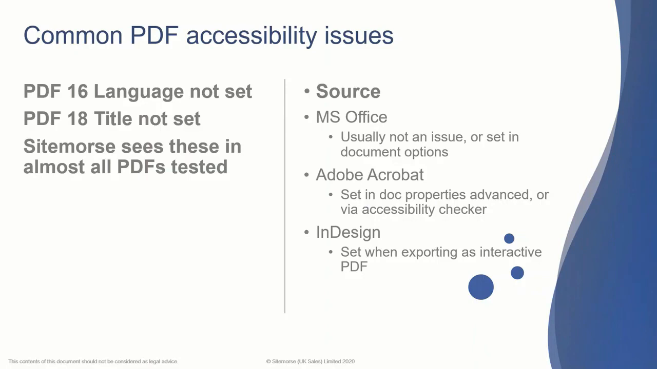Microsoft Word usually does a good job at getting these right because it already knows the language, because it's trying to spell check, and you can set the title in the document properties. Adobe Acrobat's accessibility checker is a nice, easy tool to fix both the title and language if they've not already been set. And for InDesign, you can set these when you do an interactive PDF export. They're there on the dialog right in front of you. In all three of the above, it's almost no extra work, so there's not really an excuse for ever having these in your PDFs.